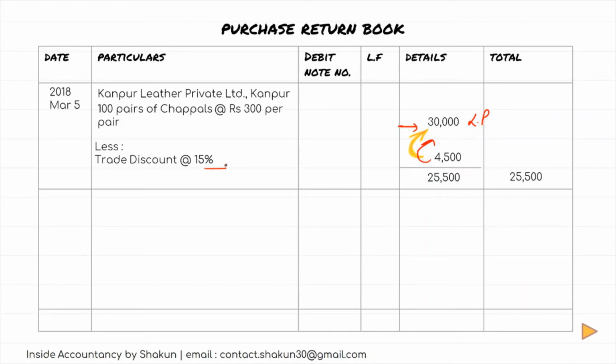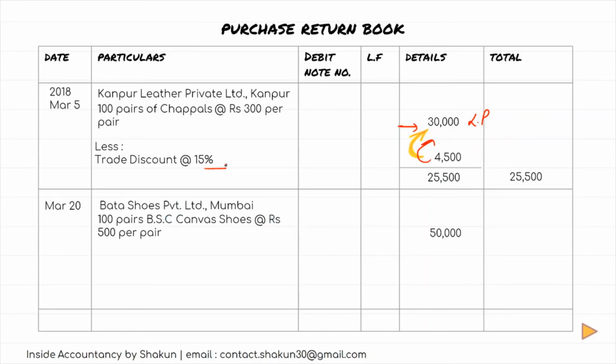The second purchase return transaction was on March 20, Bata Shoes Private Limited. Again, I mention all the details here. 100 pairs of canvas shoes, rupees 500 per pair. So after multiplying, I get the list price. So this 50,000 basically is the list price on which the trade discount at the rate of 15% will be calculated. So after calculating and after subtracting, we get the value, that is 42,500, which is mentioned in the total column. After we put all the transactions in the purchase return book, there were only 2 and we've put both.